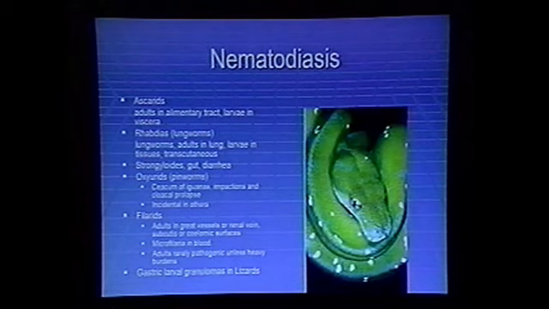Gastric larval granulomas are occasionally seen in lizards and rarely in snakes. These are caused by a number of different nematodes, and histologically the species of nematode cannot be ascertained in the larval sections. This is the typical appearance of the larval granulomas seen in the stomach of reptiles. A granuloma oriented around a convoluted larva in the mucosa or submucosa of the stomach wall.